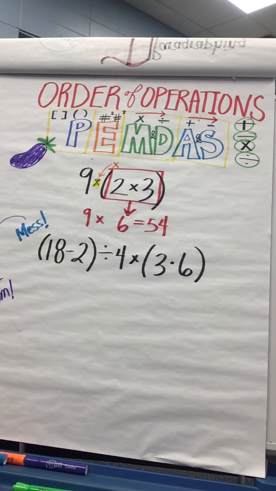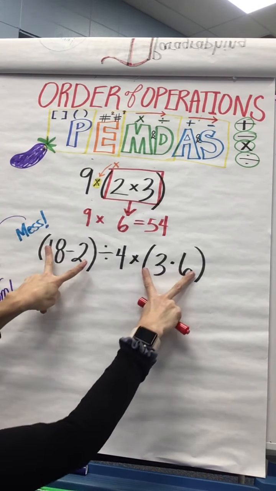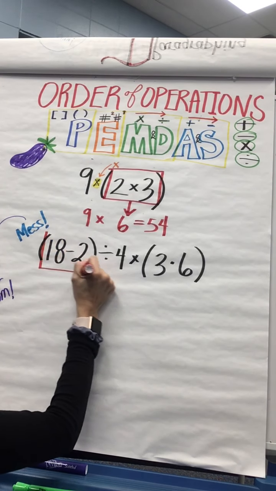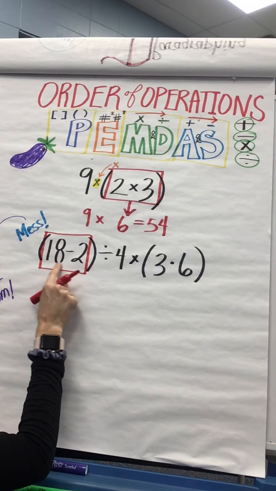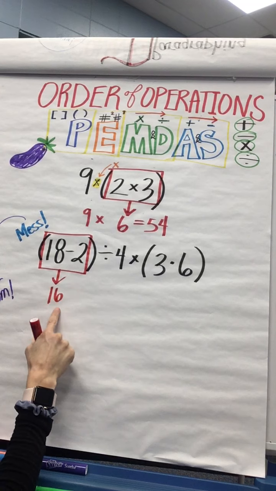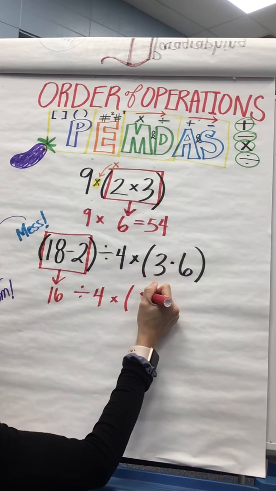Okay, so let's look at the order of operations. So always go back, PEMDAS, parentheses. Now I see 2 sets of parentheses. Okay, so I'm going to solve this one, 18 minus 2, 18, 17, 16. And then I'm going to rewrite 16 divided by 4 times.